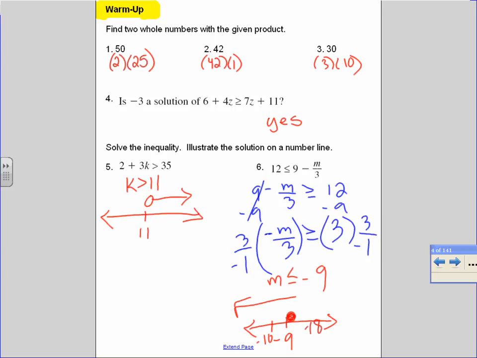Yep. If you want. Yeah. Just make sure you understand why you're doing that. Annalise? Okay, what did you do first on number 4 to get z by itself?